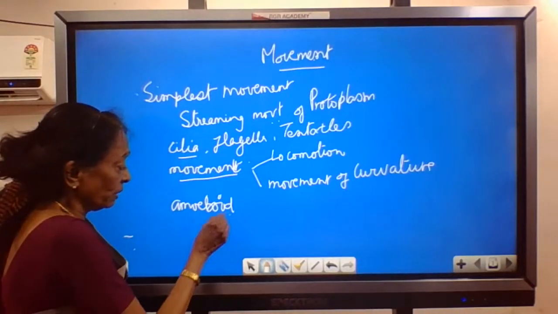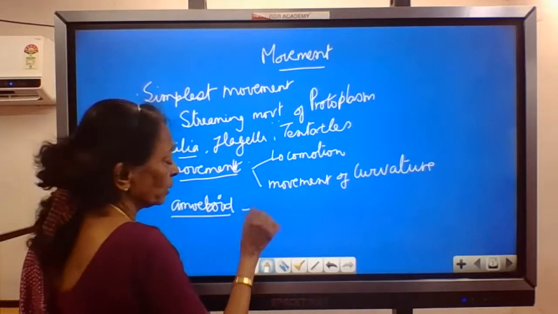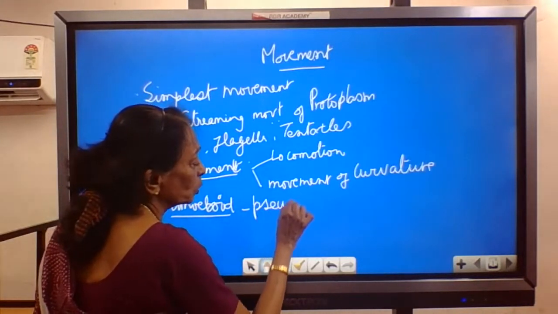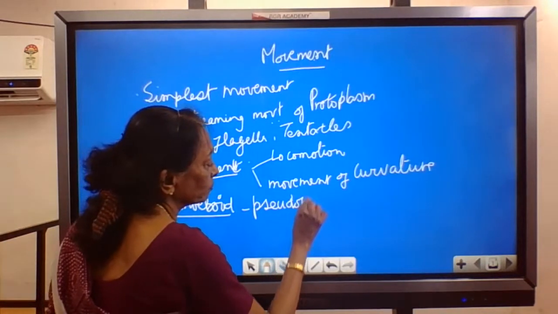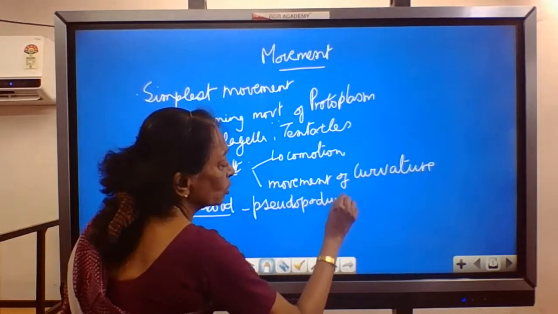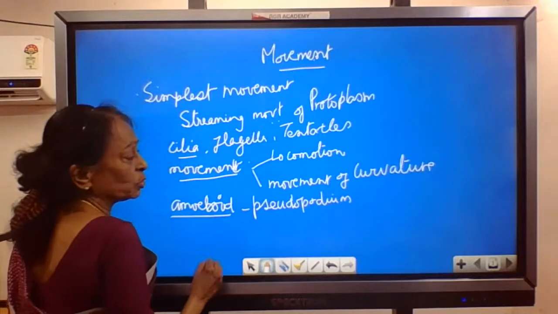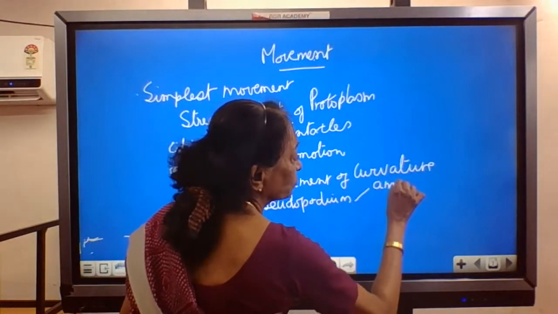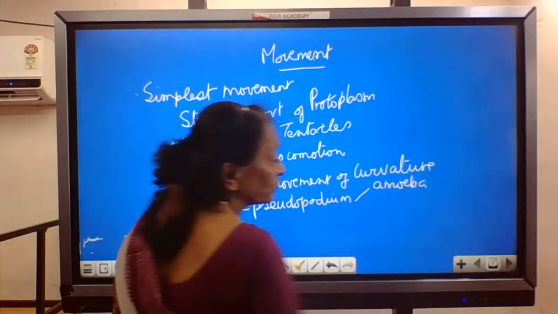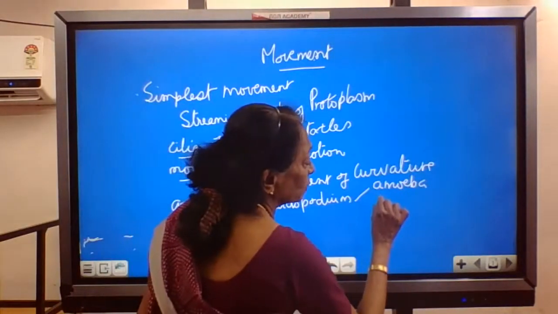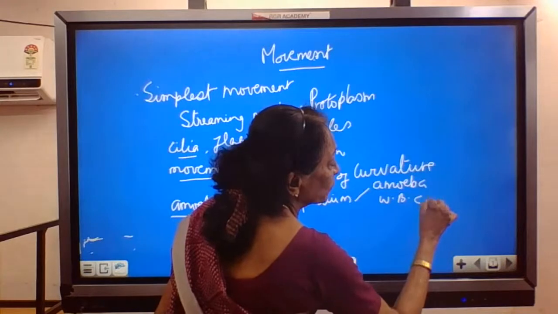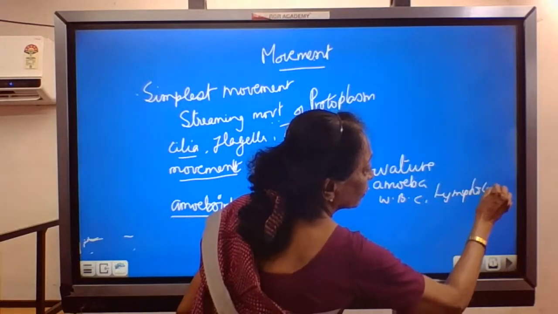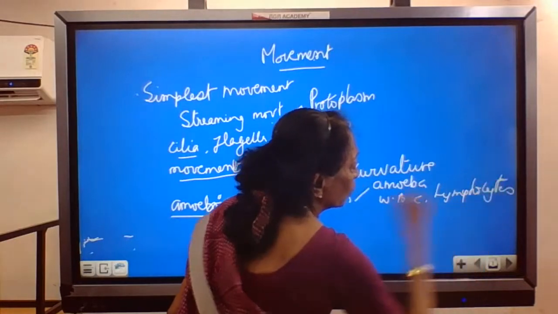Now, amoeboid movement, what does that mean? Putting out pseudopodia. The locomotor organ is the pseudopodium. Now, how does the pseudopodium help in locomotion? It helps in the movement of the cell like amoeba. It's a unicellular organism. In our body, it is the movement of WBCs or lymphocytes. This is movement for locomotion.